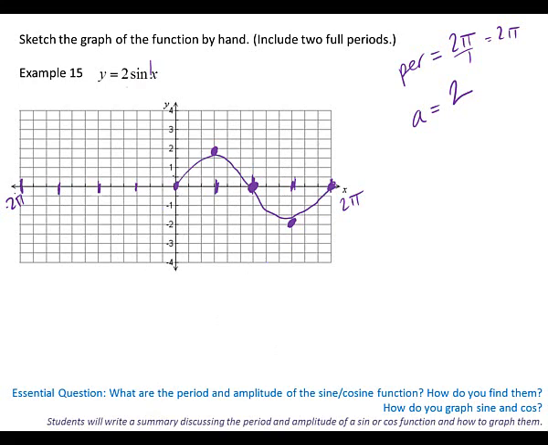Okay, so from this 0 point, do I need to go up or down? Down. How far down am I going to go? Good. From -2, where am I going to go? Up to 0. Excellent. From 0, where am I going to go? Up to 2. And then from 2, where am I going to go? Back down to 0.